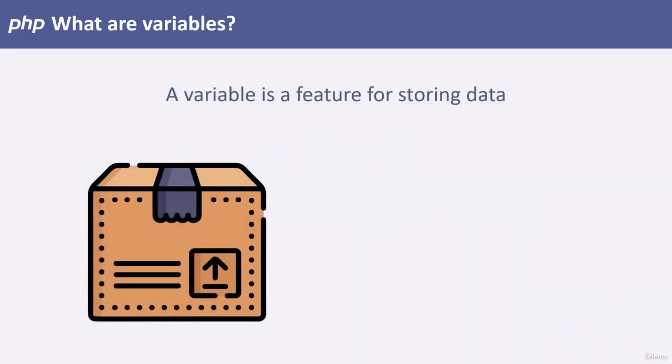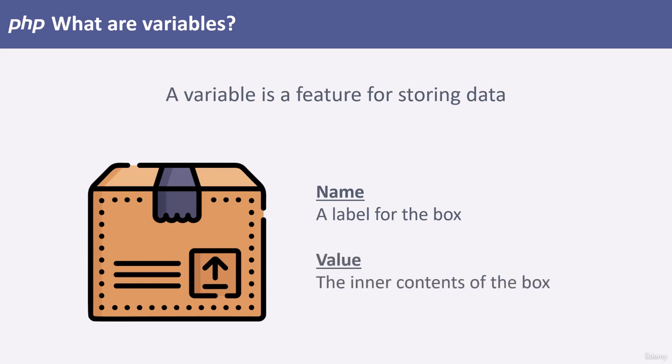PHP has a feature called variables for storing data. A common analogy for variables is boxes. We can use boxes for storing physical items. If you're moving, it's common to label boxes to describe the contents of the box. For instance, if a box contains dishes and utensils, you may label the box as kitchen. The inner contents of the box can be considered the value.